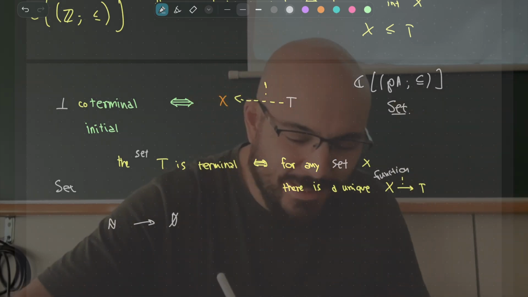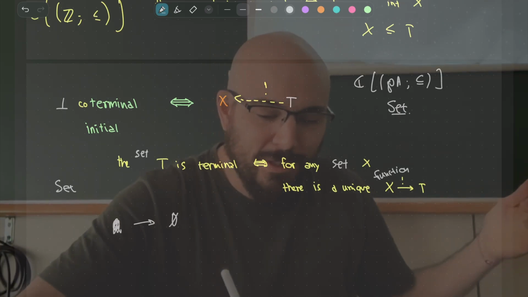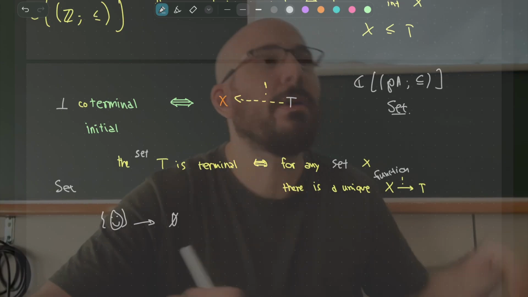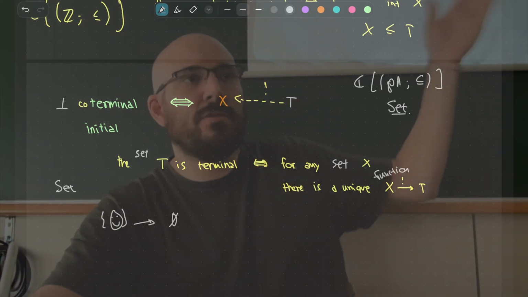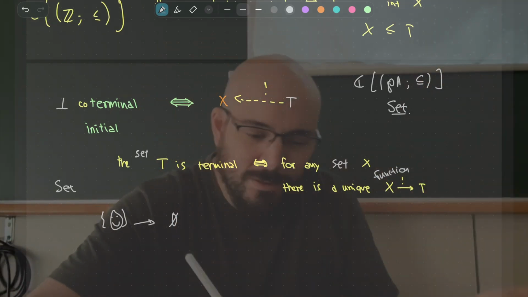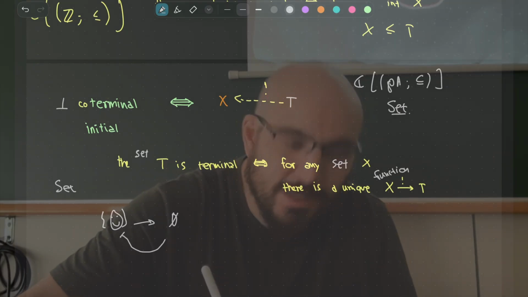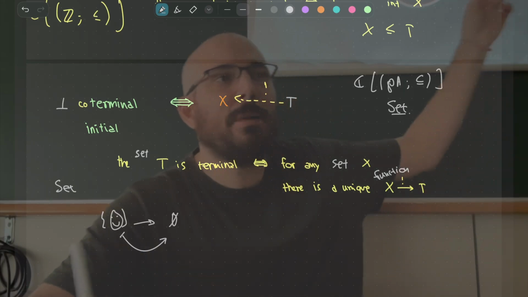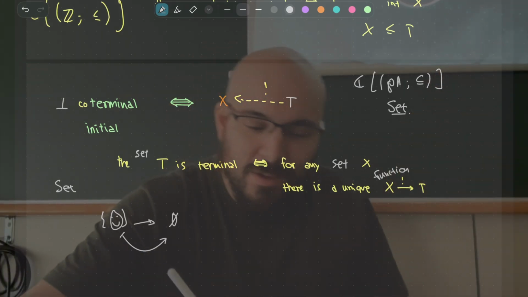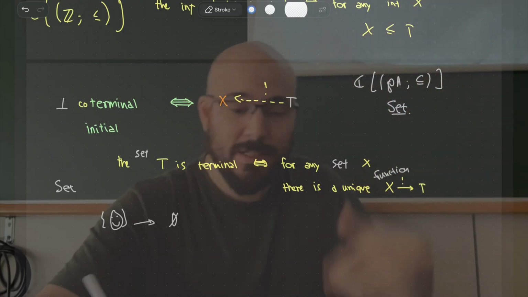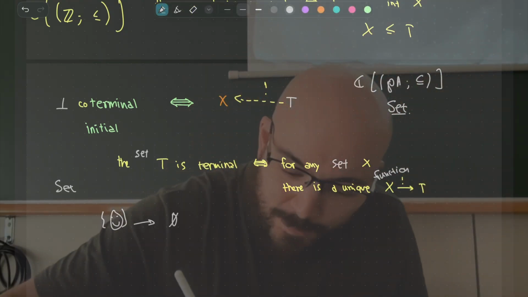So pick any set that has any element. You don't even need an infinity of elements like the natural numbers. Pick this set, the singleton of the happy guy. You cannot have a function from this set to the empty set, because to be a function, you need to define it for all its members, and where will you map the happy guy? No choice, okay?